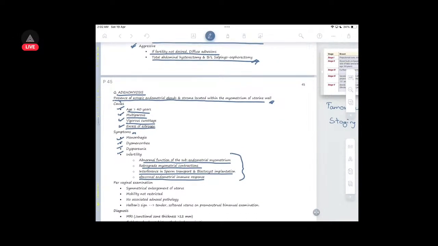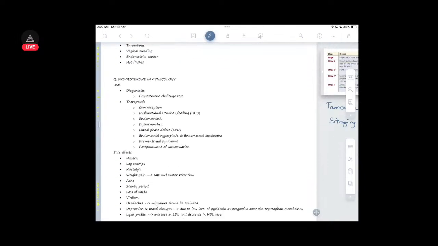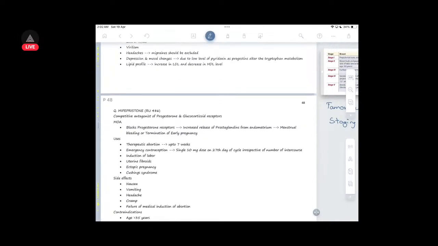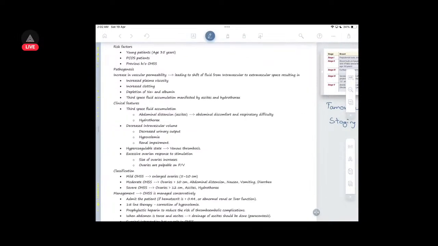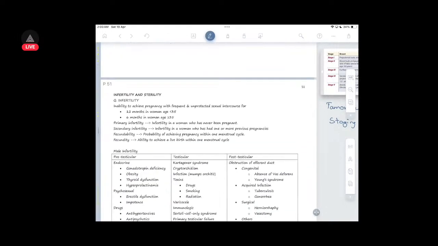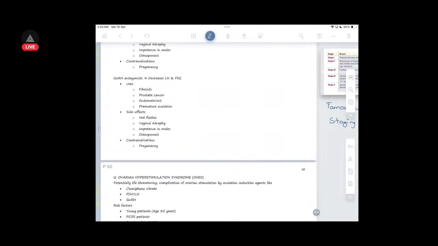Okay, I'll finish adenomyosis. I'll finish drugs. Well, ovarian hyperstimulation syndrome also I'll finish. And infertility and sterility onwards I'll do a little bit later. These ones are not that important, I feel.